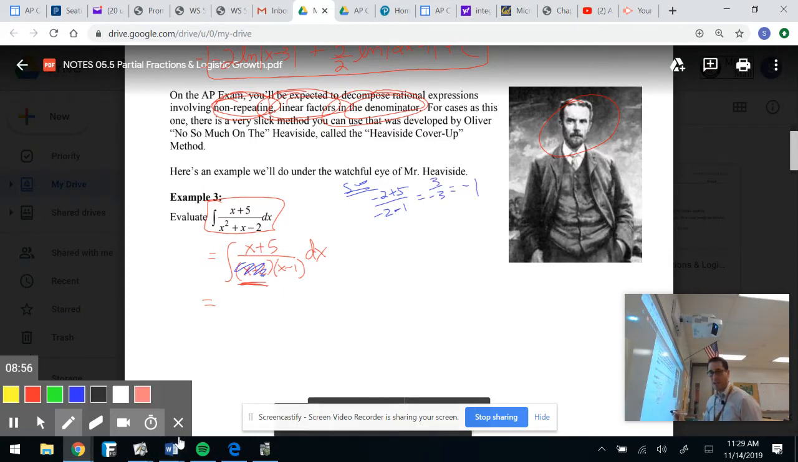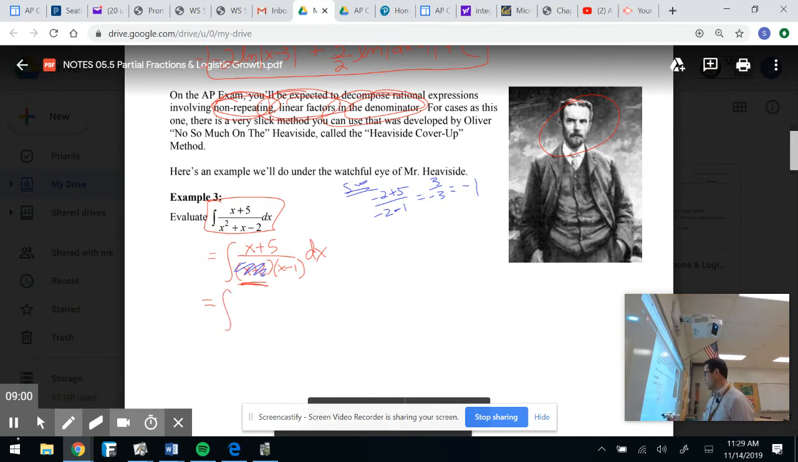So that means, believe it or not, I could rewrite this. Seems crazy, but I could rewrite this as the integral of negative 1, because that was my answer. Negative 1 over, what did I cover up? X plus 2 dx. That's my first factor.